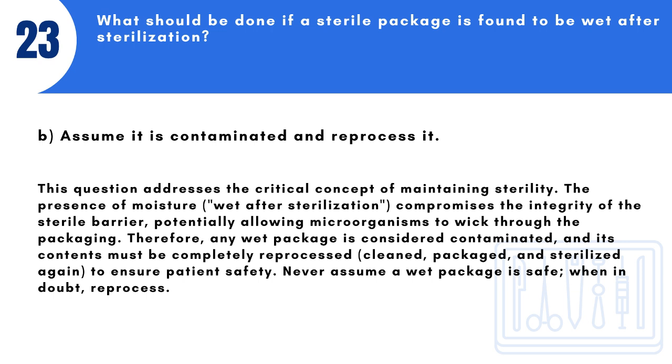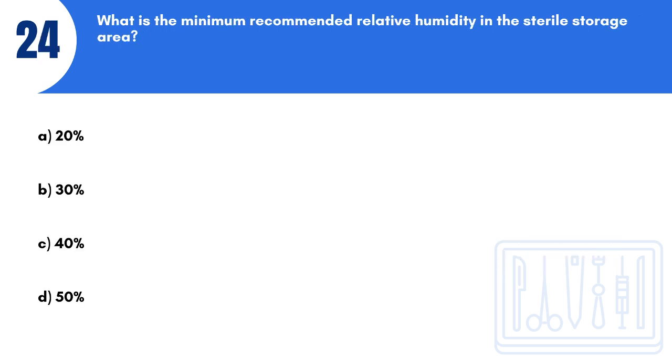Answer: B. Assume it is contaminated and reprocess it. This question addresses the critical concept of maintaining sterility. The presence of moisture, wet after sterilization, compromises the integrity of the sterile barrier, potentially allowing microorganisms to wick through the packaging. Therefore, any wet package is considered contaminated, and its contents must be completely reprocessed, cleaned, packaged, and sterilized again, to ensure patient safety. Never assume a wet package is safe. When in doubt, reprocess. Question 24.